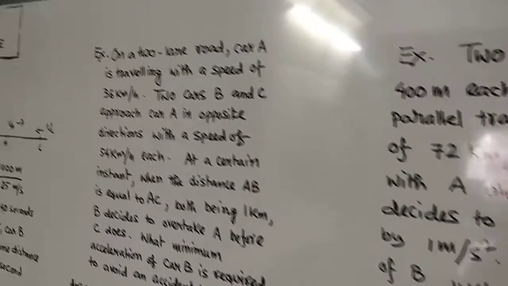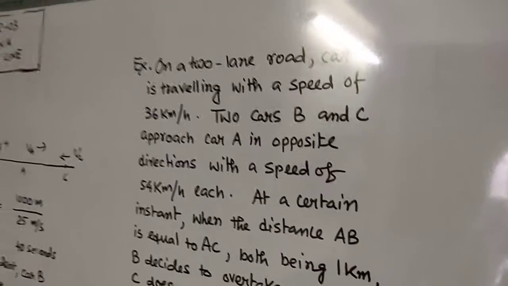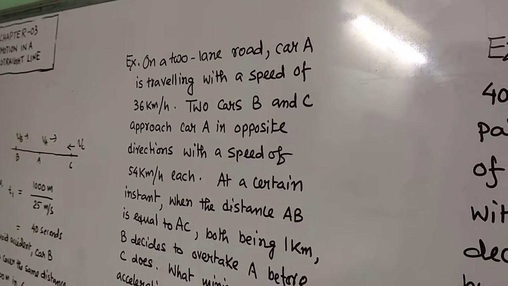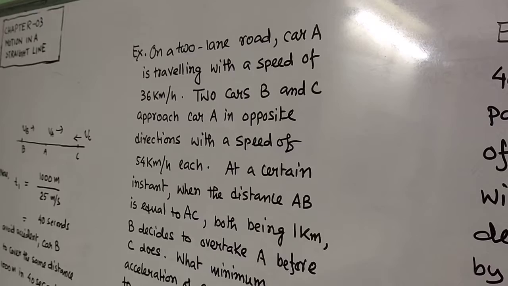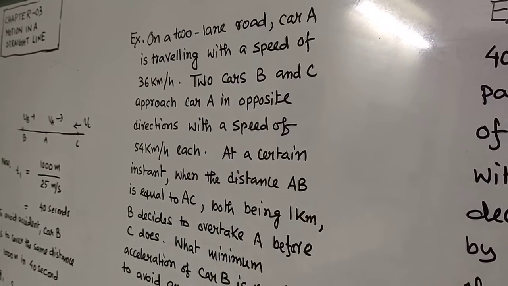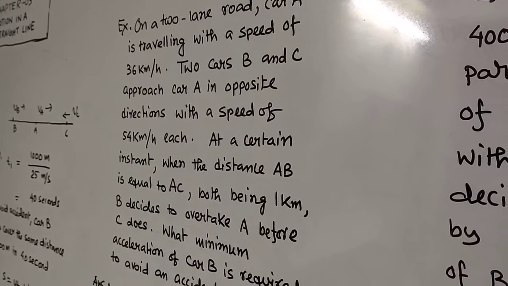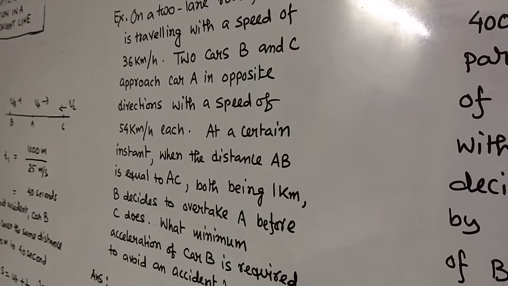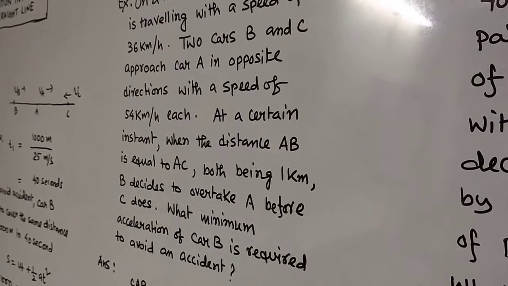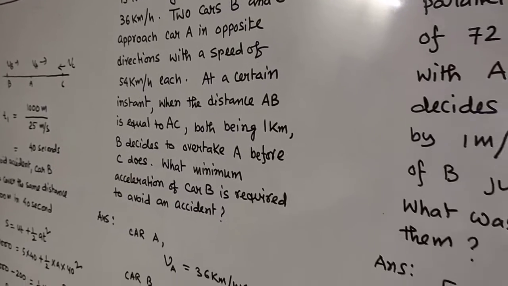Now the next sum which we are trying to define is this one. On a two-lane road, car A is traveling with a speed of 36 km per hour. Two cars B and C approach car A in opposite direction with a speed of 54 km per hour each. At a certain instant, when the distance AB is equal to AC, both being 1 km, then B decides to overtake A before C does. What minimum acceleration of car B is required to avoid an accident?